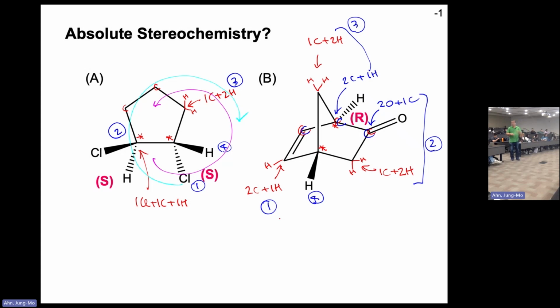I told you, after such a long process of priority assignment, you're so happy you jump to the conclusion and you're possibly wrong. So 1, 2, 3 goes counterclockwise. So it should be S, but again, the fourth one is coming toward you, so that's not the right direction we are seeing. When you see the molecule from the back side, with the fourth one in the back, the arrow will go clockwise. So it is R.